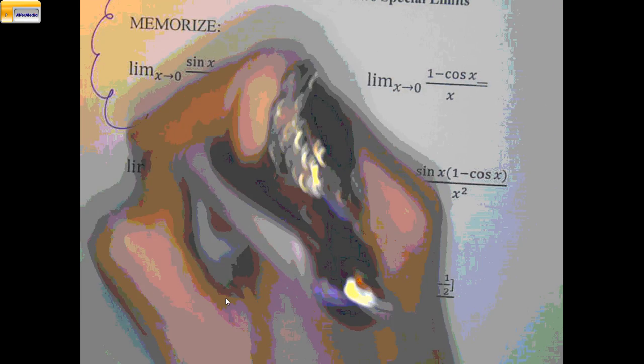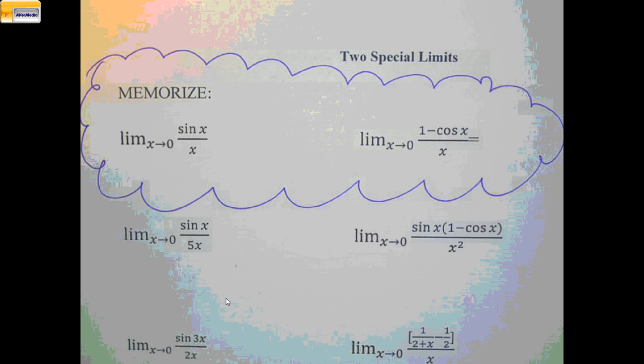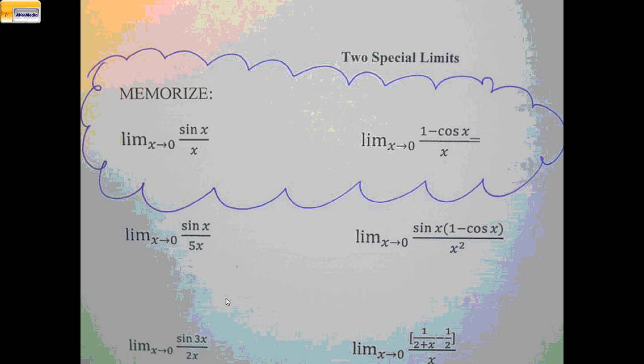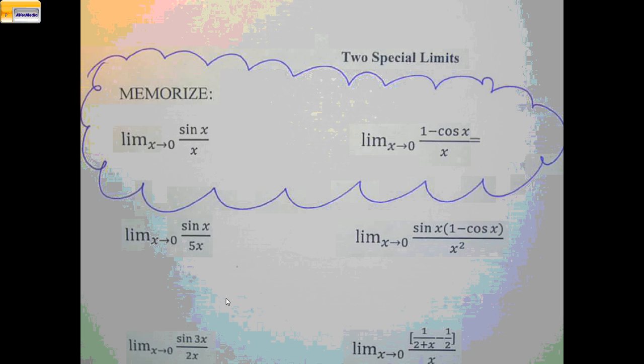There are two special limits that you have to memorize. Grab your calculator. Type this little guy in. And find out what is the limit as x approaches 0. Make sure you're in radians. What does x approach? I mean, as it approaches 0, what do we get? 1. Thank you.